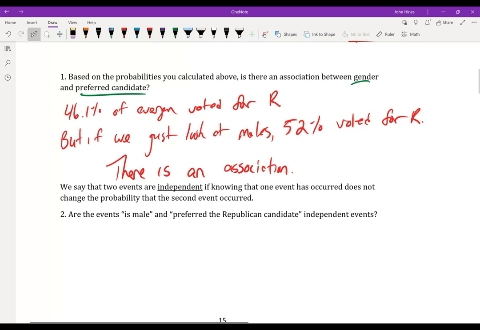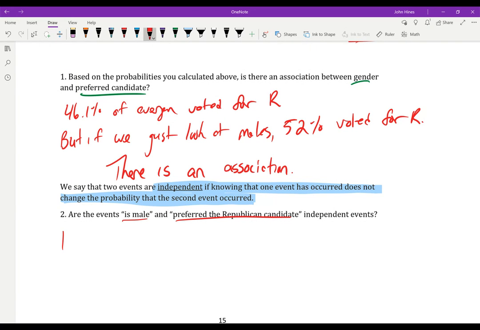So we say two events are independent if knowing one event occurred does not change the probability of the second one occurring. So knowing that extra information does not change the probability. So let's answer this question. Are the events is male and prefer the Republican candidate independent?